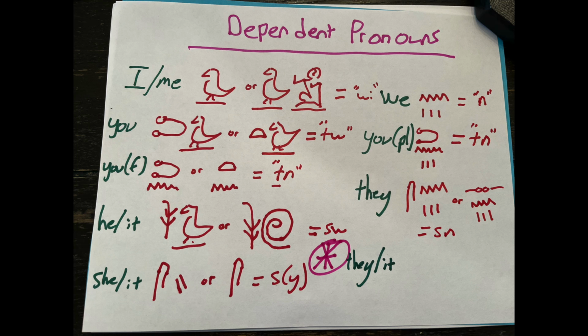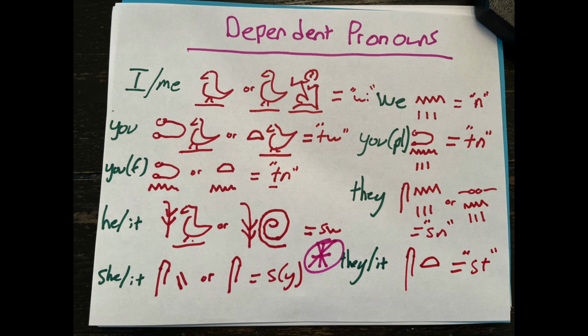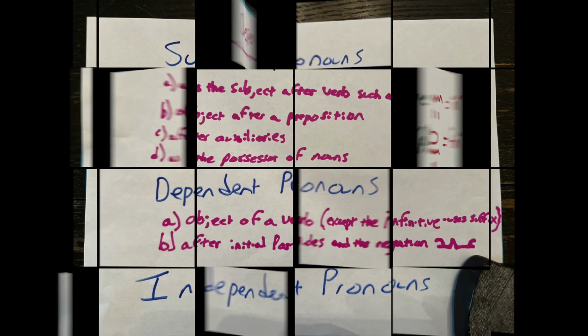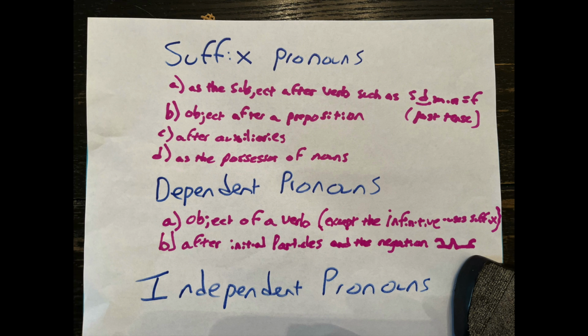Now, there is another dependent pronoun that is not represented in the suffix pronouns, which is a they, it pronoun. So it's just another one. It's bolt of cloth with a T. So a different pronoun that isn't available as a suffix pronoun. All right. So let's again look at the ways these are used.